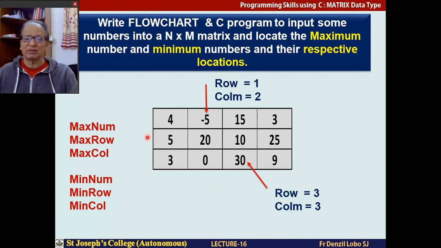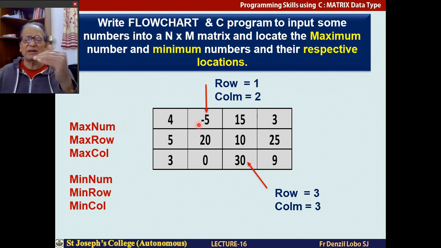Let us see this. For example, we have a 3 cross 4 matrix here. The maximum number is 30. It is in the third row and the third column. Therefore, you have to declare variables max number, max row, max column. Similarly, min number, min row, min column. And you have to do everything within one loop.